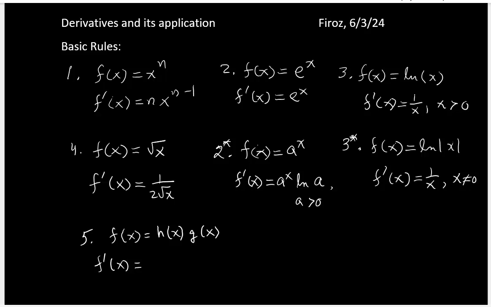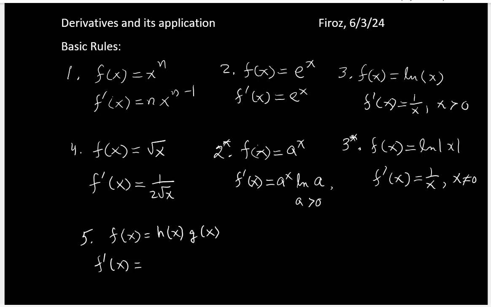Number 3, f of x is natural log of x, and we are writing x within parentheses. And from the properties of logarithm, we know that in this case, x needs to be strictly positive, meaning x is greater than 0. And its derivative will be f prime x equals 1 over x.